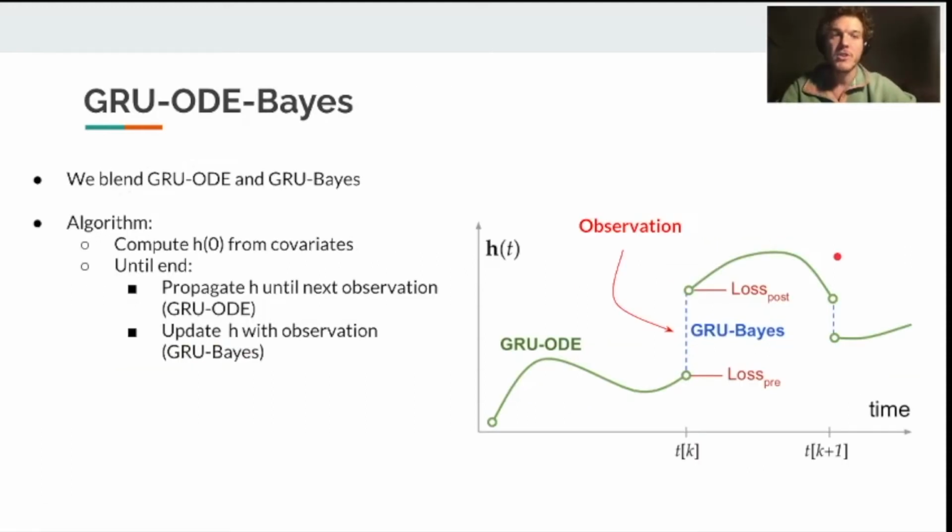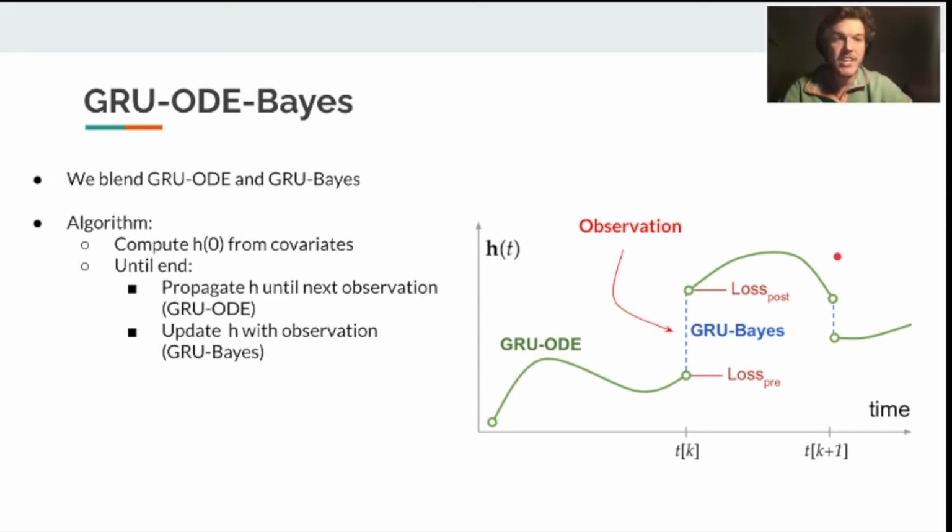All in all, the model GRU-ODE-Bayes consists of two modules: GRU-ODE for the in-between samples update of the latent process, and GRU-Bayes for the discrete update when an observation is reached. So for a particular time series, the algorithm would go as follows.